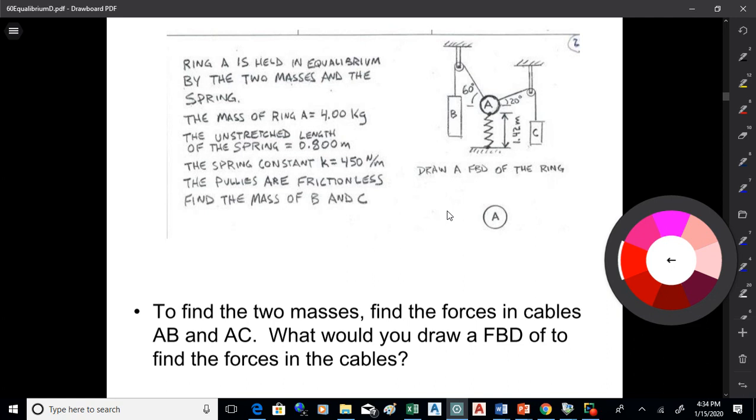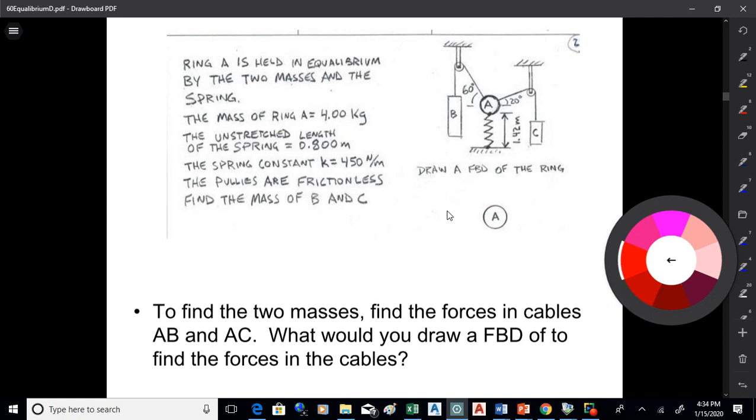Now it's not horribly complicated, but there's a few things going on in that system. The key to figuring this thing out is that we want to find the forces in the cables. The cable that goes from A to B and the cable that goes from A around to C. If we can find those forces, we can figure out the masses.